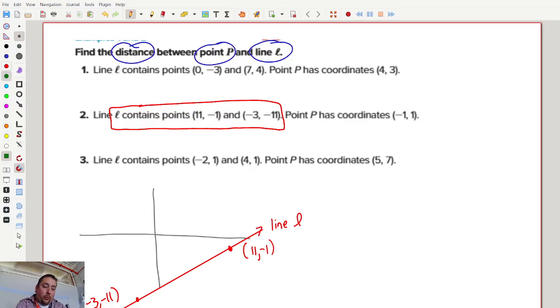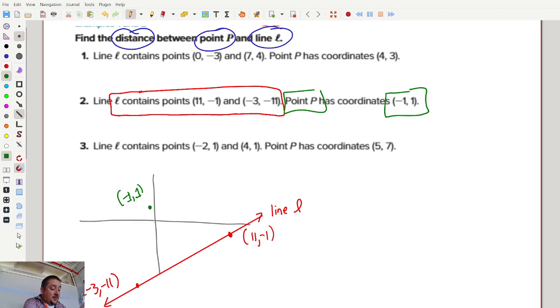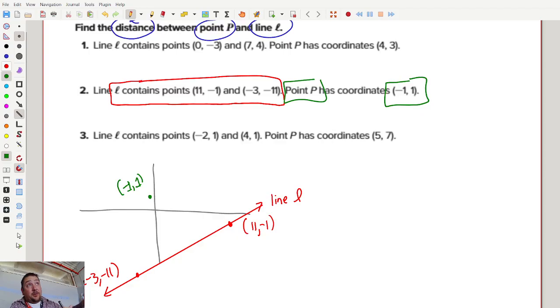Next, there's this little point called P. Point P is negative 1, up 1. So right here, here's P, just chilling, negative 1, 1. What we need to find is the distance from line L to P.